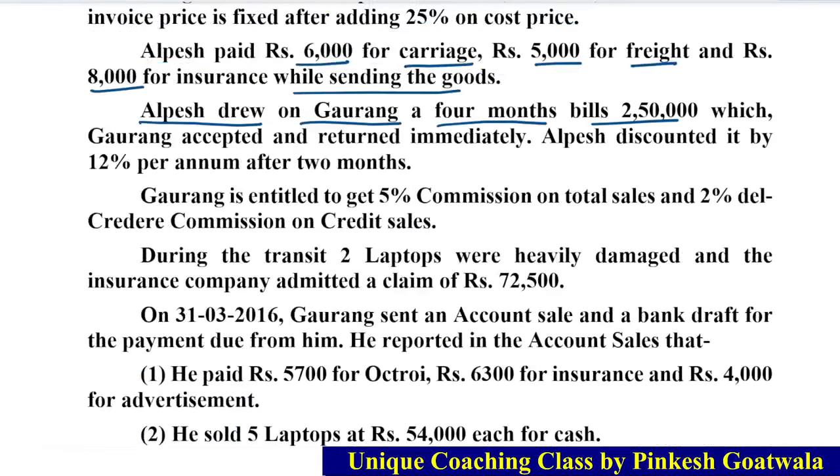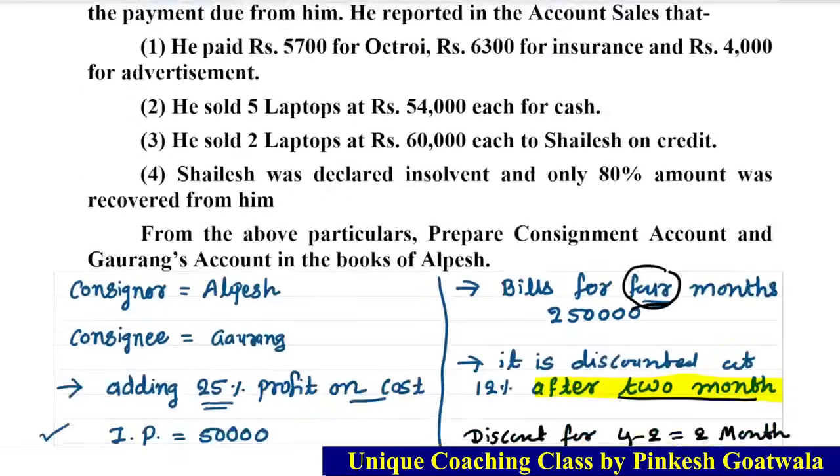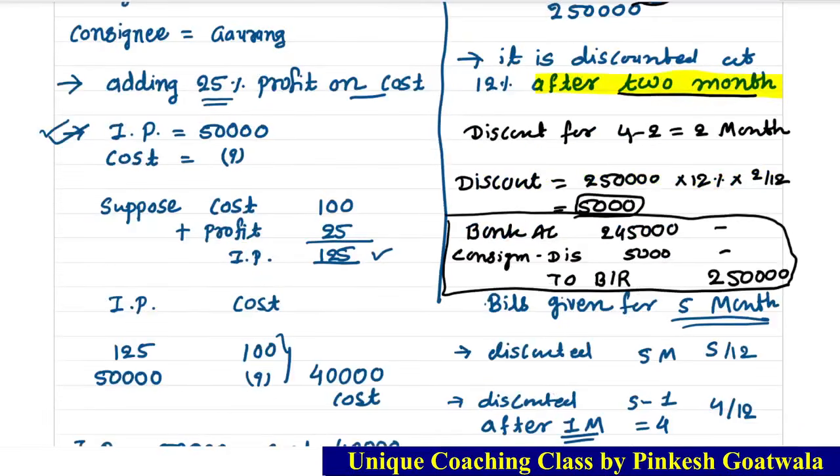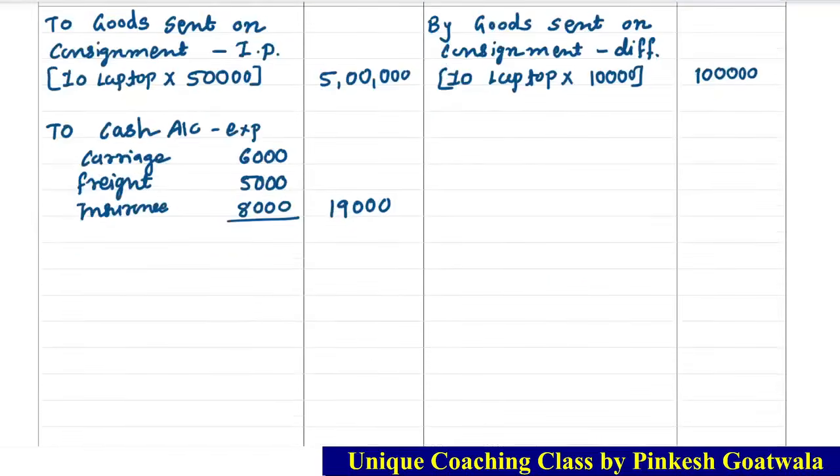After that, Gaurang accepted and returned immediately. Alpesh discounted by 12% annual for after 2 months. So here we do this calculation. There is only one entry, that's about the discount. Only we should give entry about discount 5,000.